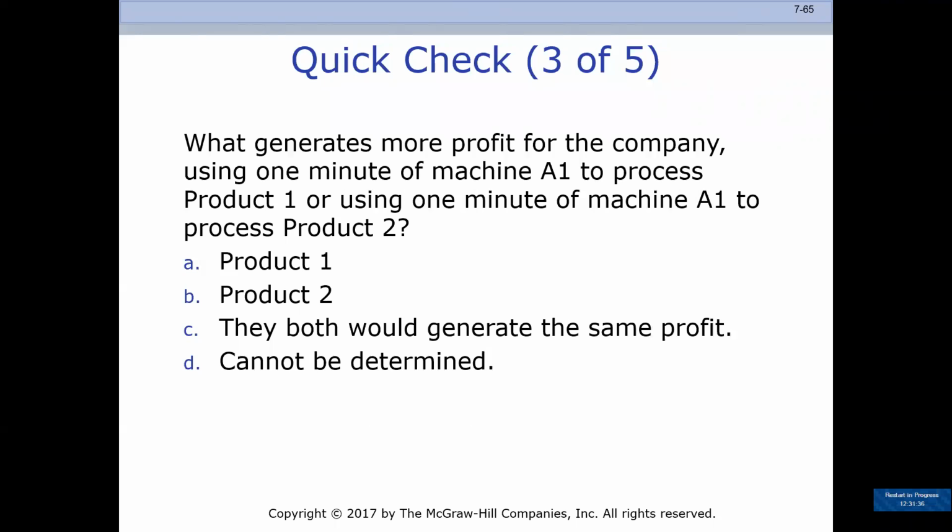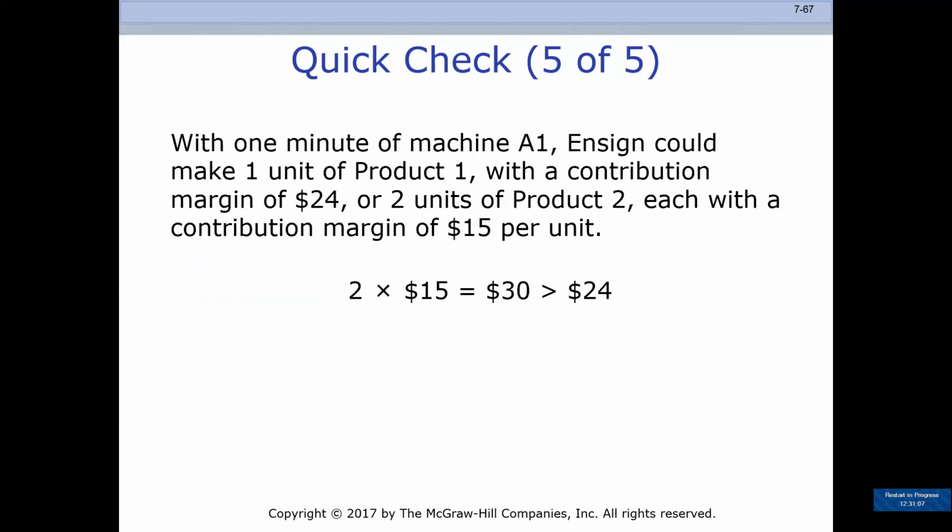So what generates more profit for the company? Using 1 minute of machine A1 to process product 1, or using 1 minute of machine A1 to process product 2. So it would be product 1, product 2, both generate the same profit or cannot be determined. Product 2. Okay, we're beating this one to death, aren't we? But the fact that you aren't answering means maybe we need to beat it to death. You absorb it. That was full absorption. That's what we're doing here.